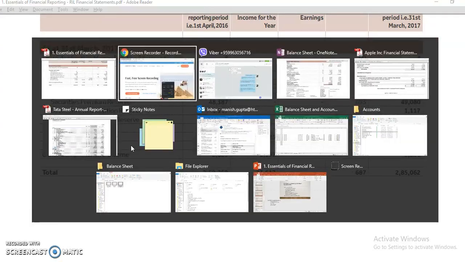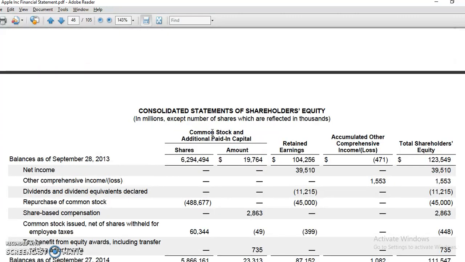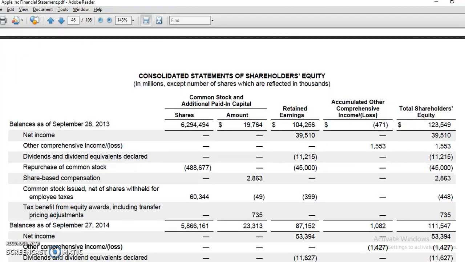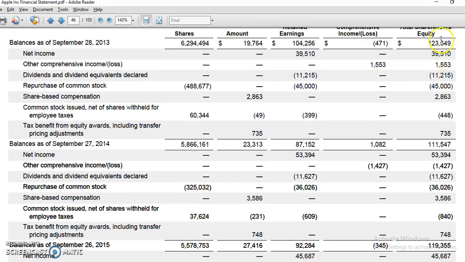For example, we can look at Apple's balance sheet. Here the shareholders' equity has only retained earnings. That's it. There is nothing much more complicated here. We can look at the statement of changes in equity here. You can see common stock capital, then there are some repayments, then retained earnings, and then other accumulated earnings. So that becomes the total shareholders' equity.